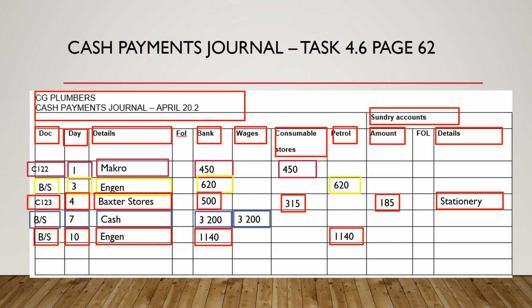Guess what, lads? You can complete the rest of the cash payment journal of task 4.6 on page 63 all on your own. Once it is complete, please send me a picture. I want to check your work.